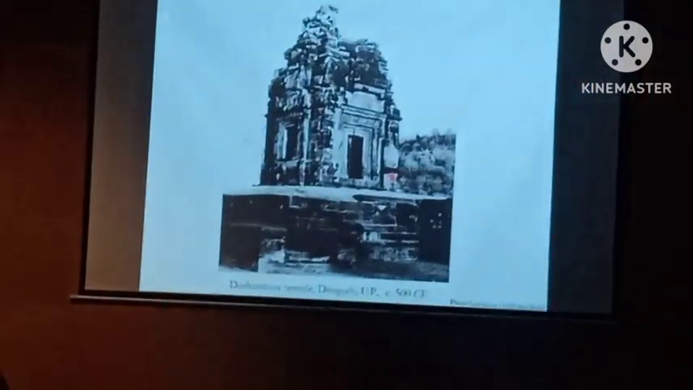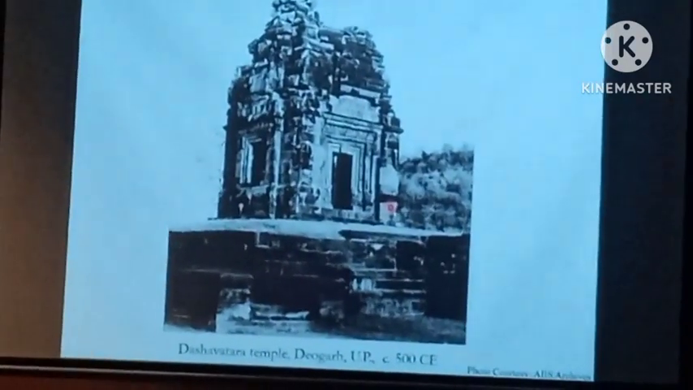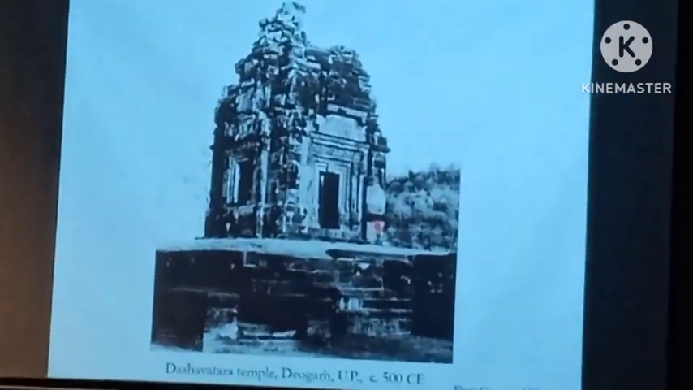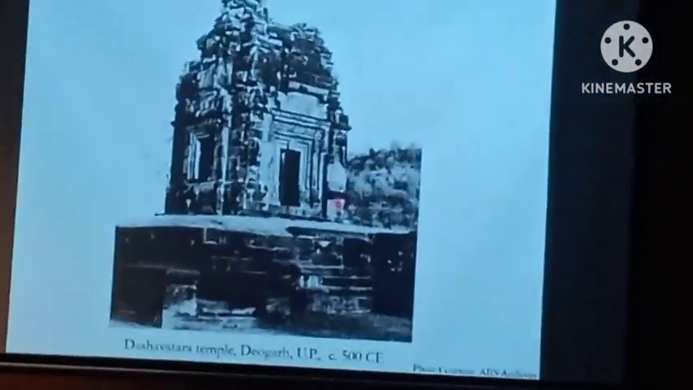Okay, now this is the Dashavatara temple at Devgarh in Uttar Pradesh. Can be dated to 5th, 6th century. A very simple structure, basically a boxy looking structure, in fact, right?